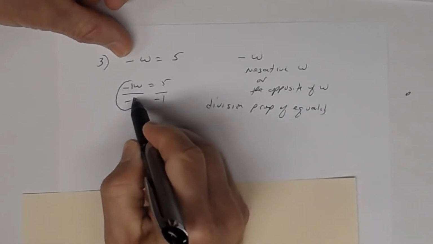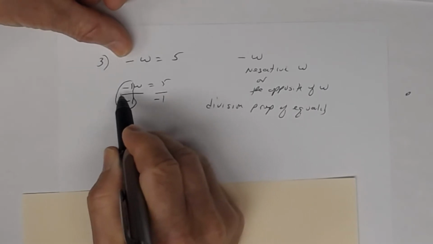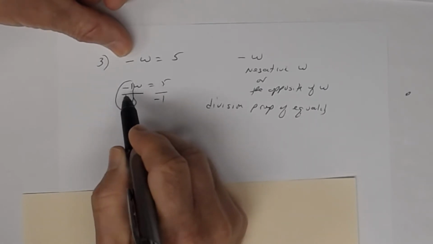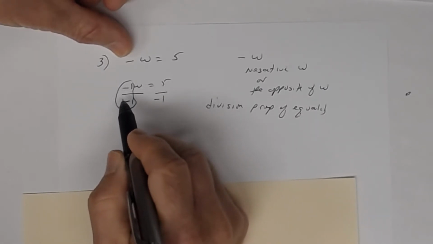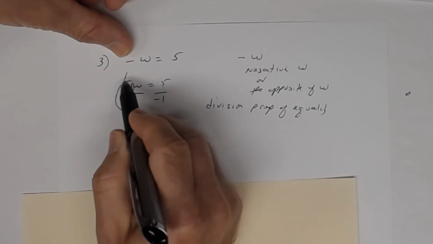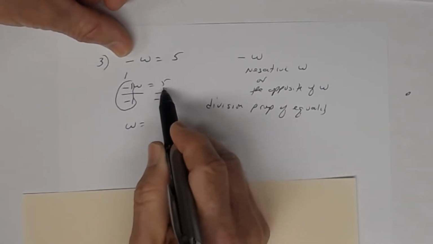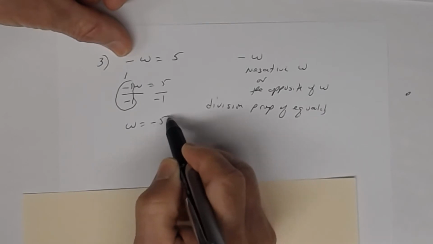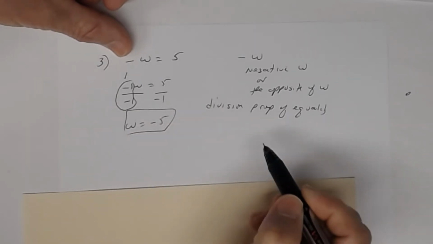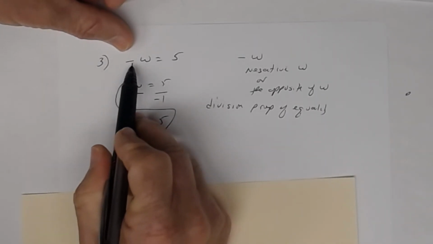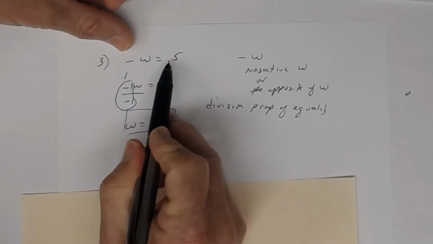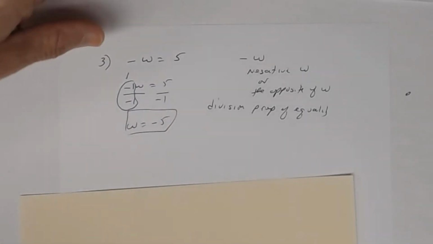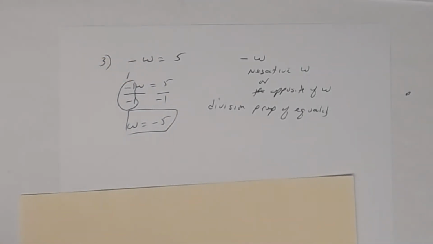And so remember, look at this right here. Negative 1 divided by negative 1. Remember, you always want to ask yourself, you want this to be a 1. So negative 1 divided by negative 1, anything divided by itself is 1. 1 times w is w, and 5 divided by negative 1 is a negative 5. And so there's your solution. Kind of makes sense because the opposite of a negative 5 is 5.